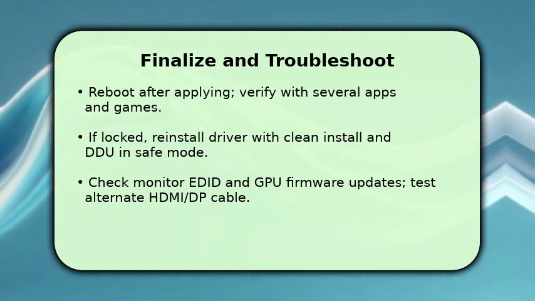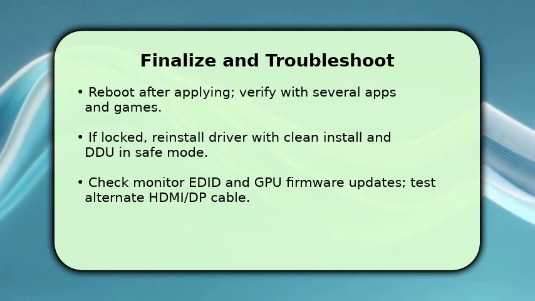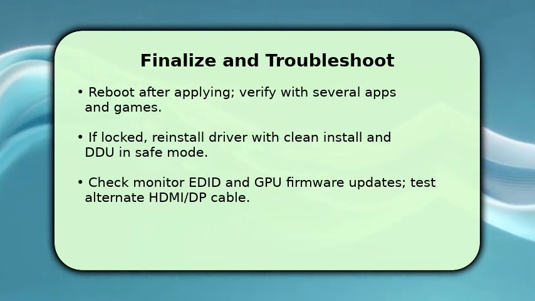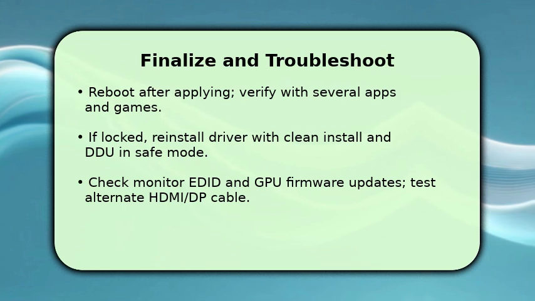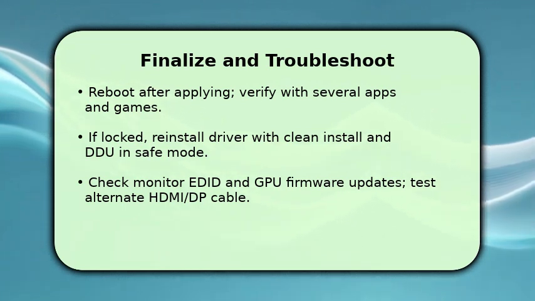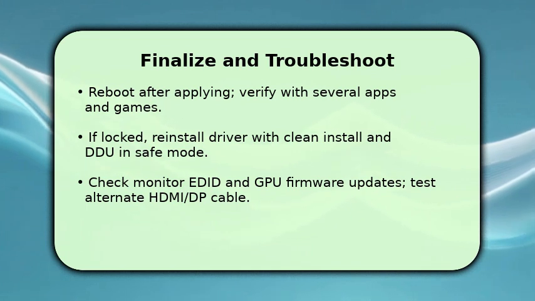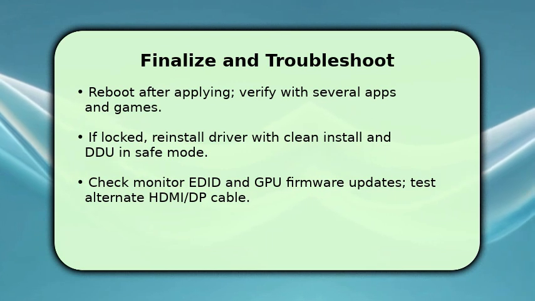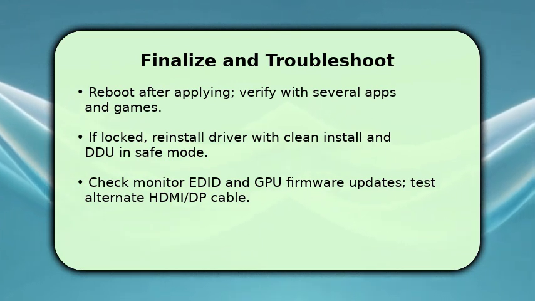If options remain grayed out, perform a clean driver reinstall. Use the uninstaller in safe mode, then install the latest driver with clean install checked. Also inspect the monitor EDID and try another HDMI or DisplayPort cable, since incorrect EDID or a faulty cable can prevent scaling control. If still stuck, update GPU firmware or try a different output port.